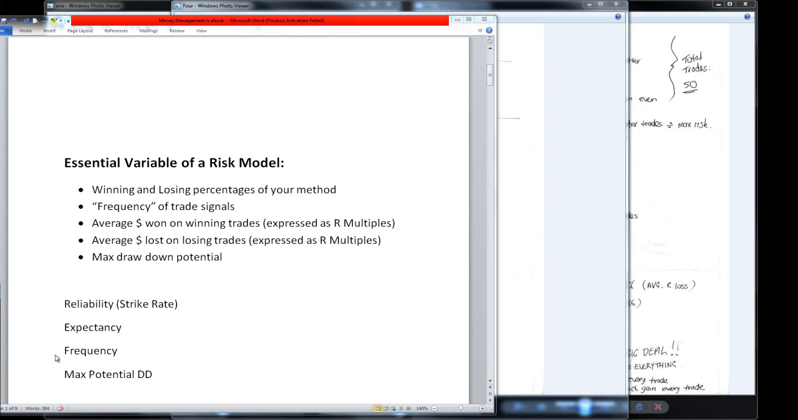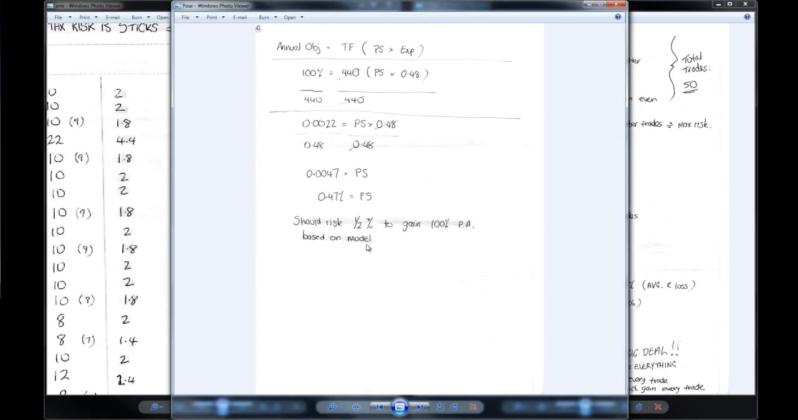Okay, frequency. So obviously we multiply expectancy by frequency. That starts to give us more of an idea of return on investment. Then maximum potential drawdown. So we talked about this in part 2. So taking that away for a second, what I want to say here is, based on position sizing and my annual objective and taking everything into consideration, I should be risking 0.5% to gain 100%.